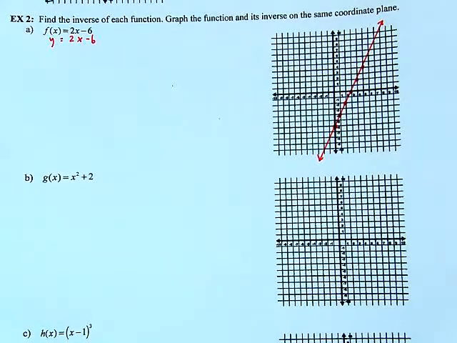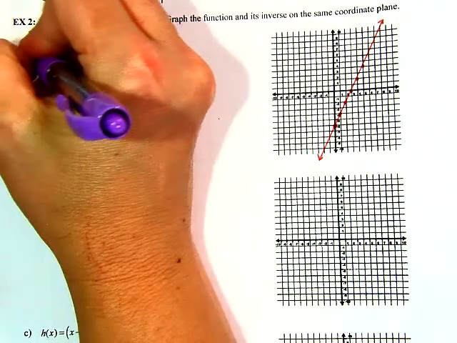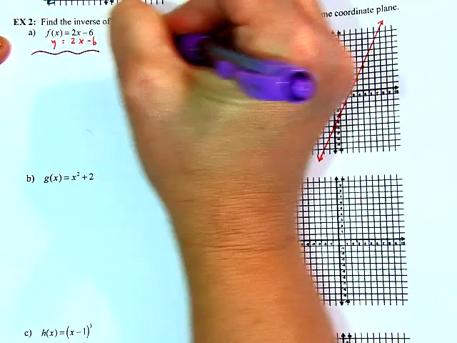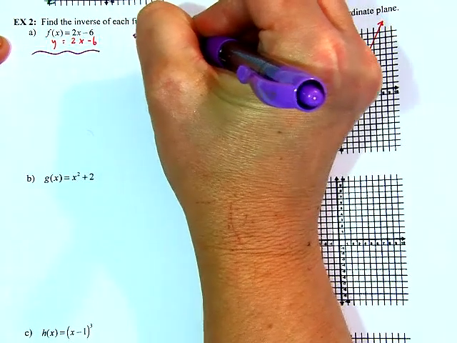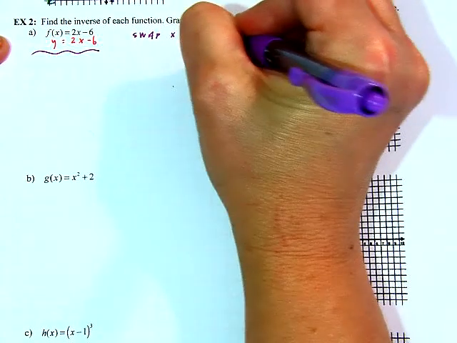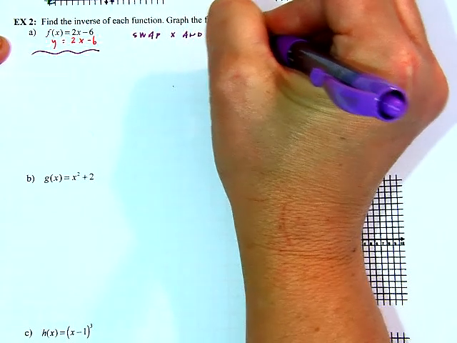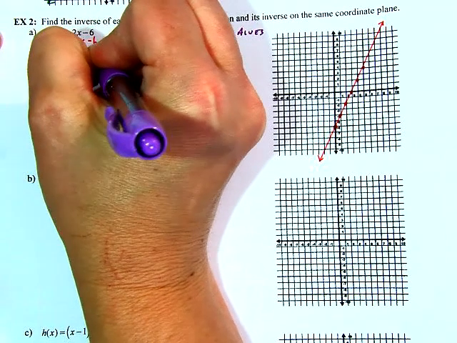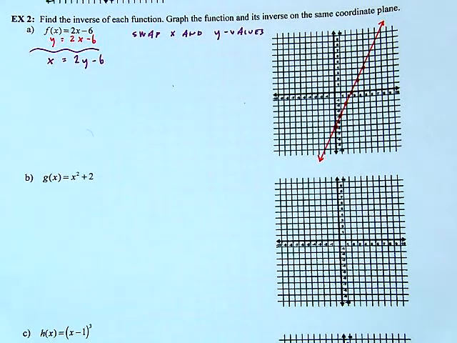Okay, let's derive the inverse. Just like before, we have to swap the x and y values. So x equals 2y minus 6. Now I have to resolve my equation for y.